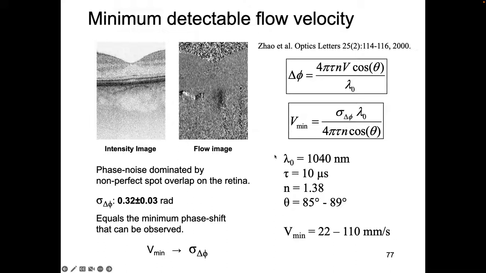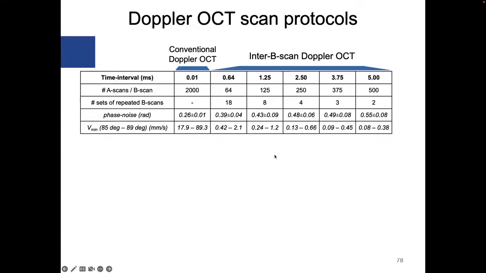We have a refractive index. We take an angle between 85 and 89 degrees. Then the minimum velocity that we get is 22 to 110 millimeters per second. And that is really high. So basically, that is too high to be practical in the eye. You have these kinds of flow velocities only in the bigger arteries. So if you want to measure the really small capillaries, this won't work.